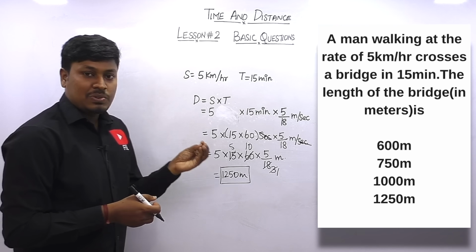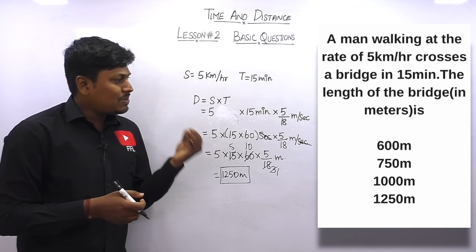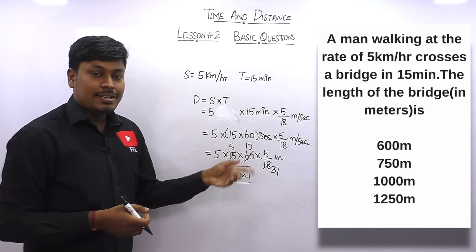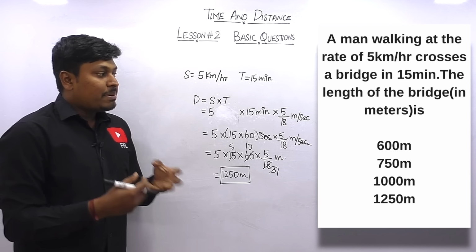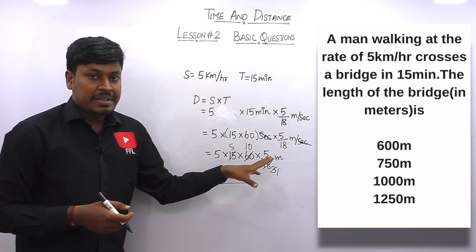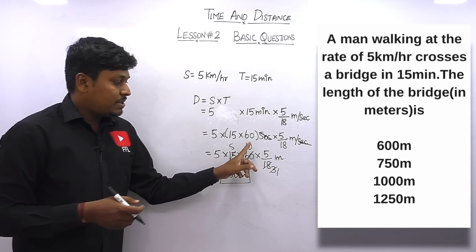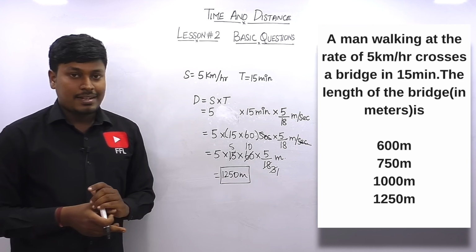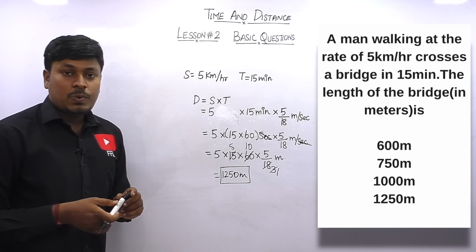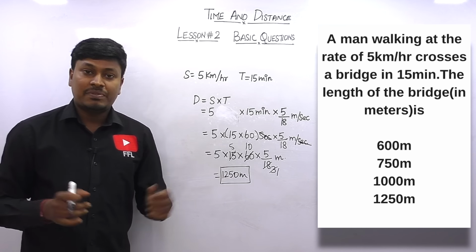The question looks so simple, but lots of students will make a mistake in this region, right? Without multiplying by 60, they used to find the answer. So remember that beginners write like this initially. After solving 10 or 20 questions, you too will get an idea. So without writing like this, you can directly find the answer. So for question number 2, we got an answer of 1250 meters, which is the length of the bridge.